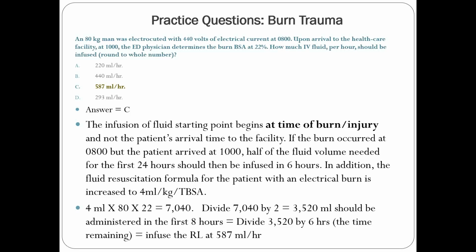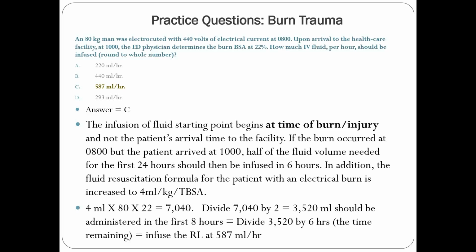The other thing is that remember that the electrical burn formula is changed. It is 4 mils per kilogram, whereas other burns are all 2 mils per kilogram times the total body surface area. So I'm thinking this is a specific number. It's different, which makes it kind of fodder for the exam, so that's why I've presented this to you. So let's look at the total calculation.